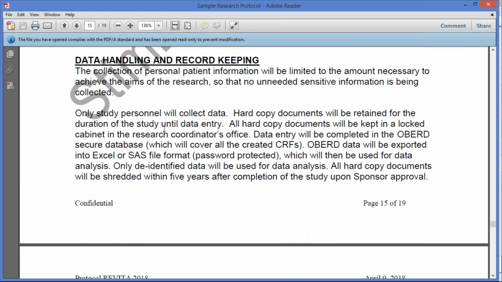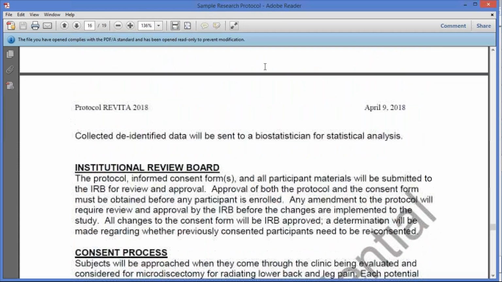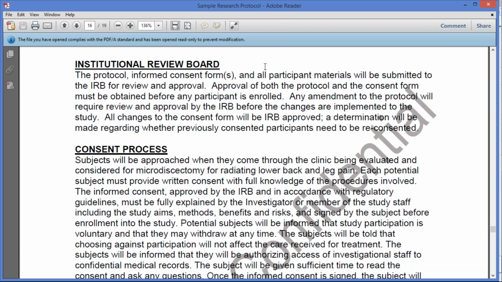How to handle data, who will enter data: study staff will enter the data. Data entry will be completed into OBRD electronic system. Later it will be exported to SAS teams to analyze it. And IRB is the institutional review board. We'll discuss in detail later about this one. But as of now, all the documents, amendments to documents, changes of the documents will be approved by the IRB.